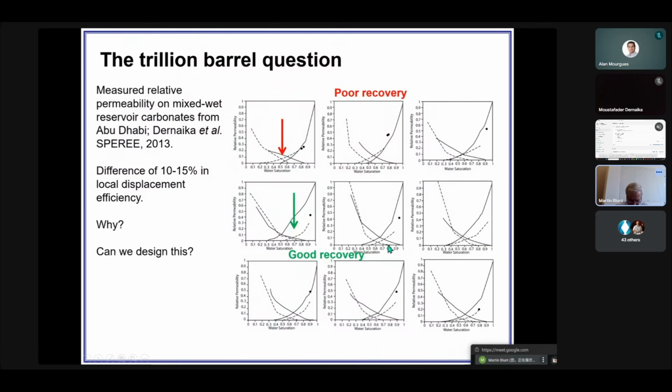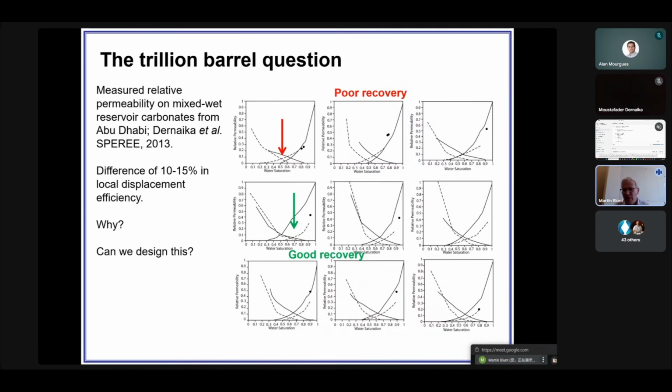So here, I'm just going to illustrate why this makes sense from a practical perspective. So here are some measurements, again, from fields in the Middle East, from Abu Dhabi. This is some work that was published 13 years ago now. And these are measured relative permeabilities on reservoir carbonates.